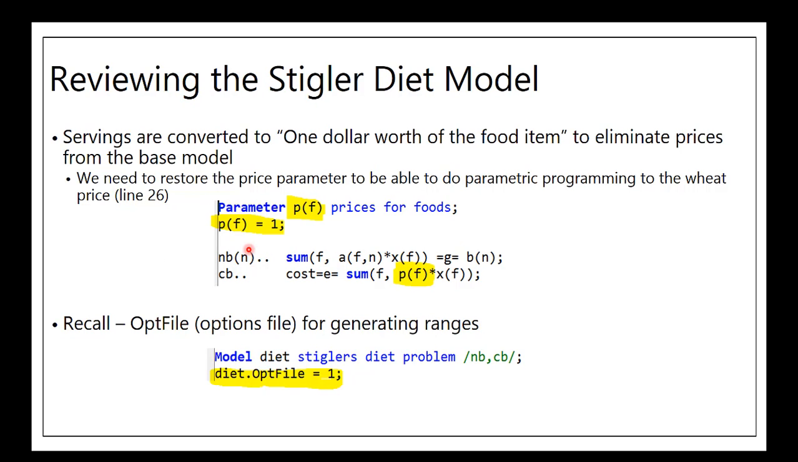So let's just review really quick. I've already opened the code once. Everything was $1 worth of the food item, so we got rid of the prices. We need those back, so that's where we put the price in. And then when I mentioned that options file for getting the ranges, that Cplex solver in GAMS will go through, solve the model using sort of a simplex type approach, but it will also reproduce the kind of ranges we get from Excel output, and so we can generate that by using this. We have that options file provided called diet, and then we put this instruction here after the solve to generate that.